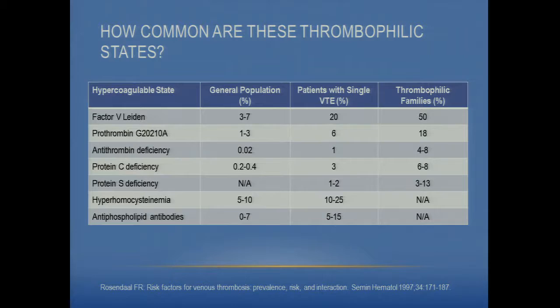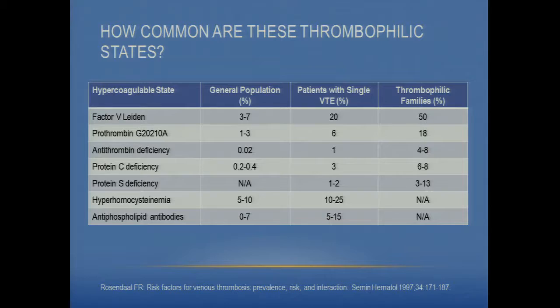And you can see that they're quite variable. Factor V Leiden, as I mentioned, is the most common, with estimates of between 3 and 7% in the general population. Let me take a time out for just a minute to remind you that these population studies were all done in people of European descent, either Northern European or Mediterranean European, or mostly Caucasians in the United States. So as we look at all these numbers, just remember, this is basically only applying to Caucasians right now. And I apologize, but it's because we don't have data for anyone else.